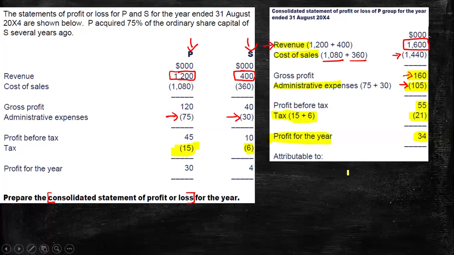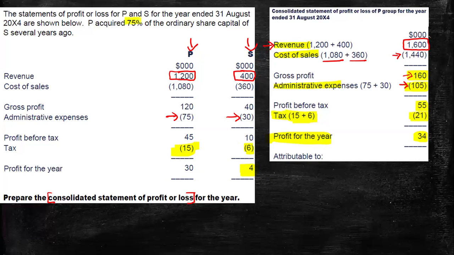Now, once you're done with the consolidated statement of profit and loss, you have to put a little section at the end of the statement to show the share of profit as divided between the parent and the subsidiary. For this, you have to go for the individual profit of the subsidiary. Remember, the profit of the parent is not being divided between the parent and the NCI. It's only the profit of the subsidiary now that has to be divided between the parent and the NCI.